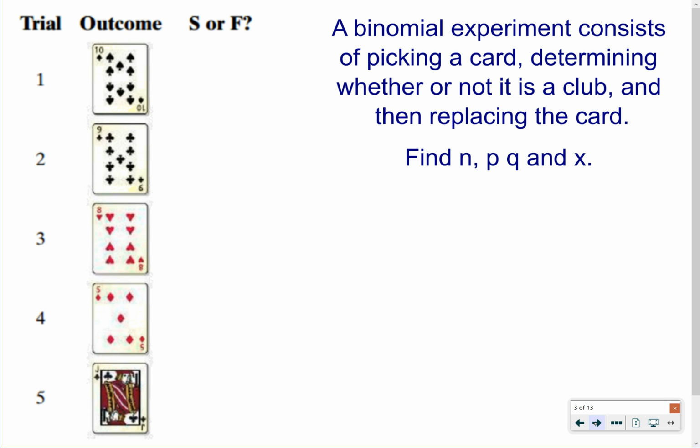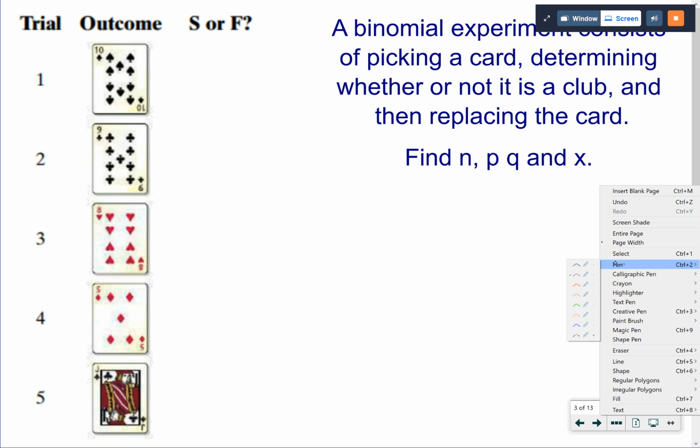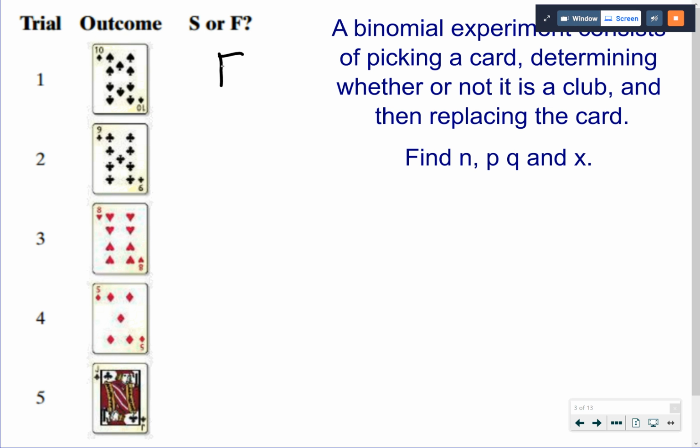If you did not replace the card, you do not have the same probability throughout, so it is not a binomial experiment. All right, so the first trial was run, the first card was picked, and it was a 10 of spades. Is that a success or failure? That is a failure. The next card was a 9 of clubs. Success or fail? 8 of hearts. 5 of diamonds. Jack of clubs. Success.